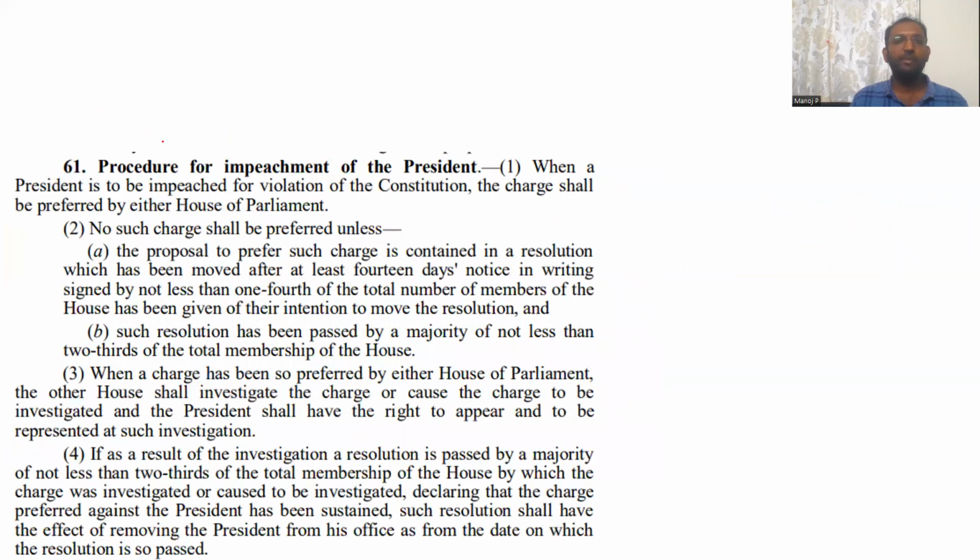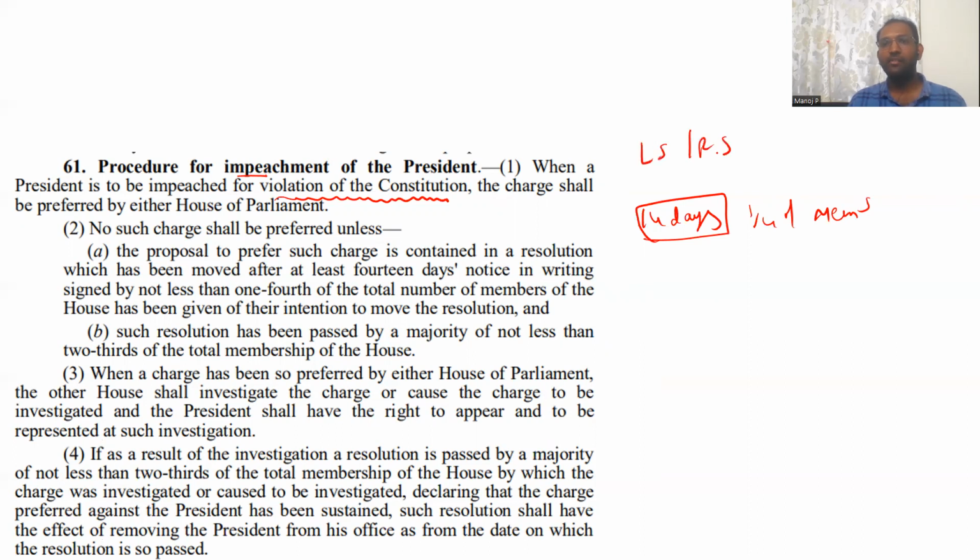A procedure for impeachment. As I said in the earlier slide, on the charge of violation of the Constitution, an impeachment motion can be moved. However, before moving such a resolution, 14 days advance notice has to be given, and such a resolution has to be signed by 1/4 of members of the house in which it is being moved. Such a resolution can be initiated either in Lok Sabha or Rajya Sabha. There is no restriction, but it has to be signed by 1/4 of members.